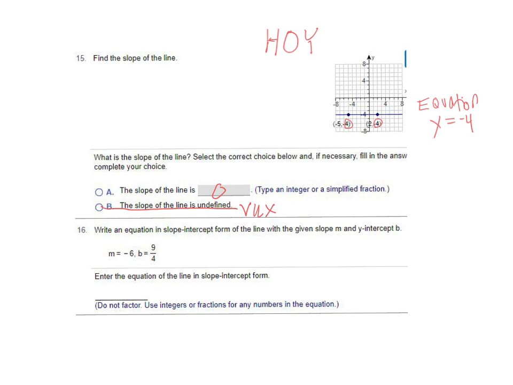Number 16 asks us to write the equation of the line in slope-intercept form, which we should know is y equals mx plus b. And we are given the slope as -6 and the y-intercept as 9/4. And so we have enough information to write the equation of the line here as y equals -6, that's our slope, x, and then our y-intercept is 9/4.